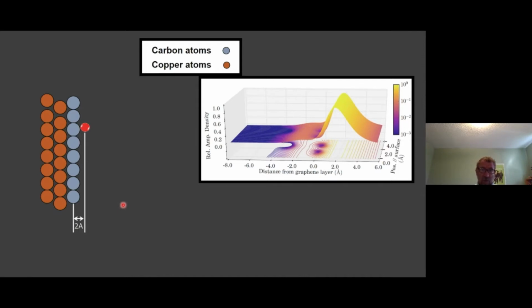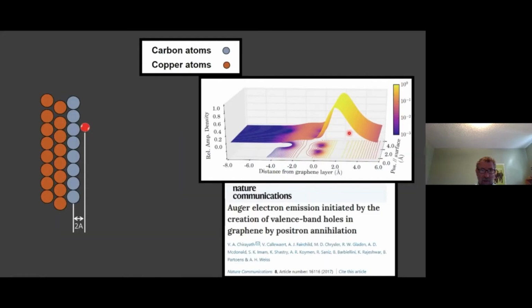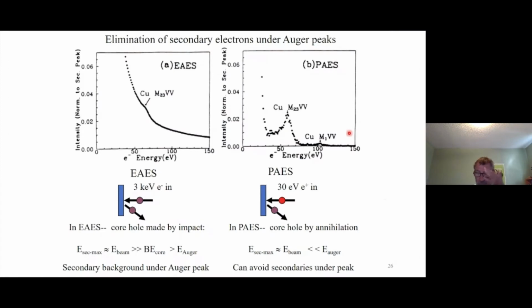So we reported the Auger spectrum from this graphene recently and observed a transition that had never been observed before. So this shows the theory of, again, the positron wave function on the surface of graphene, and that was in Nature Communications recently, and Alex Weiss was first author on that.